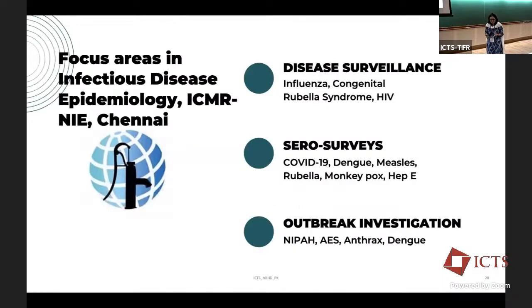So I'm just shifting the focus now from non-communicable disease to communicable disease, because that's another important area of public health research where there is extensive scope for collaboration between machine learning experts and public health researchers. And since I come from NIE, there are three areas where we work. One is disease surveillance, second is sero surveys, and third is outbreak investigation.